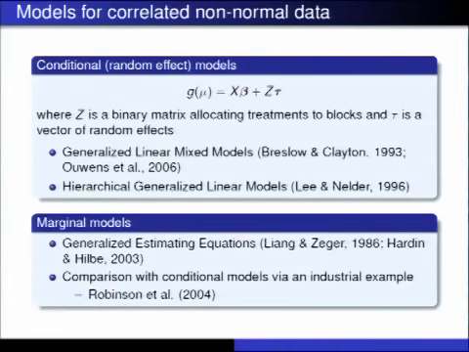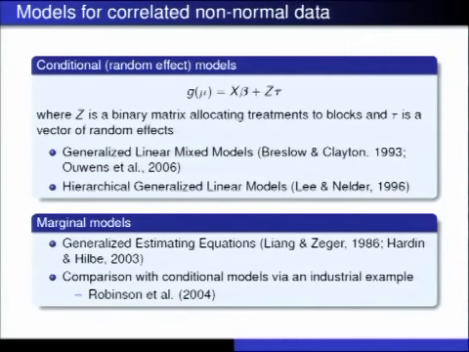Okay, but we're not in either of those situations, unfortunately, because we've got non-normal data and it's correlated. So we have to do something else. If you look in the literature, there are pretty much two basic modeling strategies for non-normal correlated data.